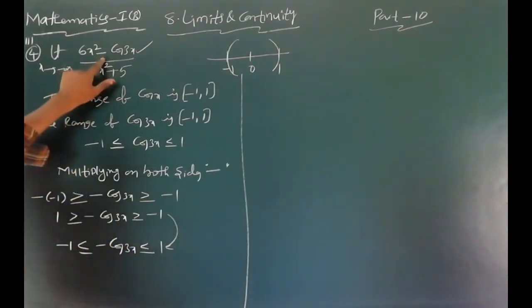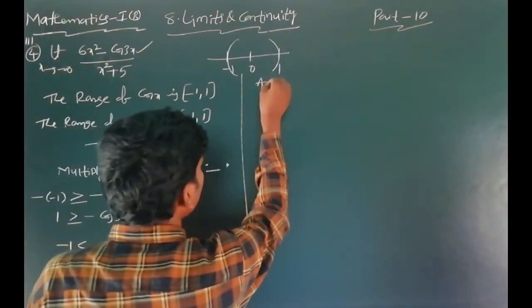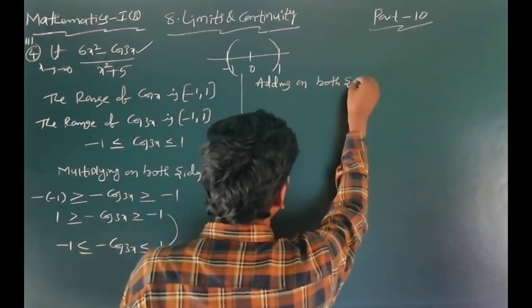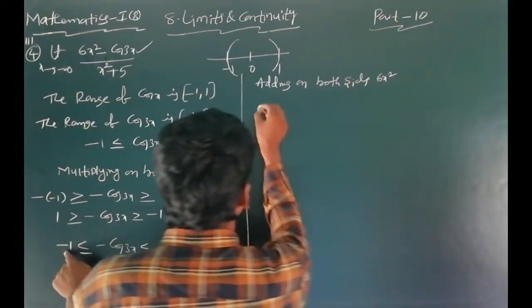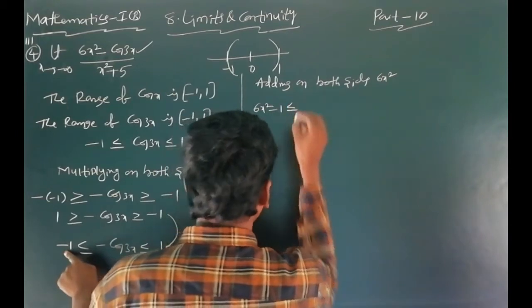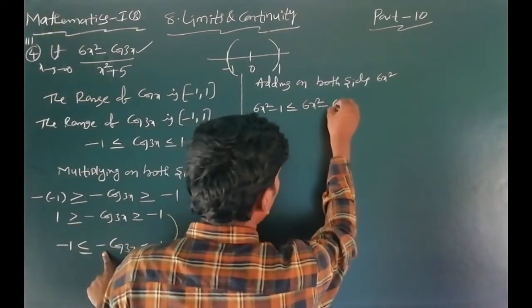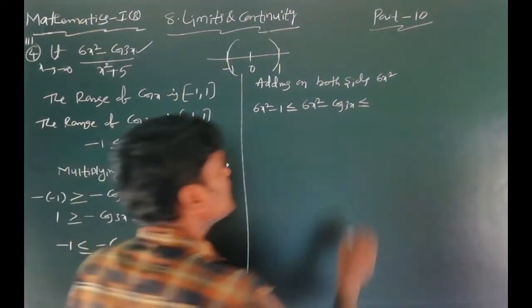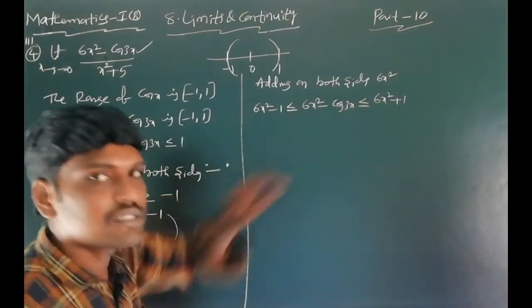After that, 6x square is there. So we add 6x square on both sides. 6x square minus 1 is less than or equal to 6x square minus cos 3x, which is less than or equal to 6x square plus 1. Here 6x square minus cos 3x is there.